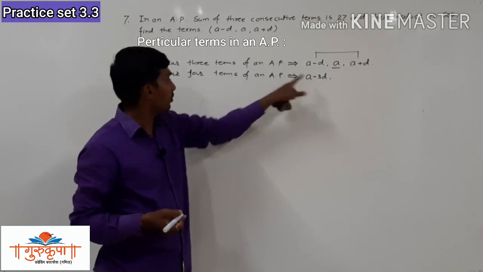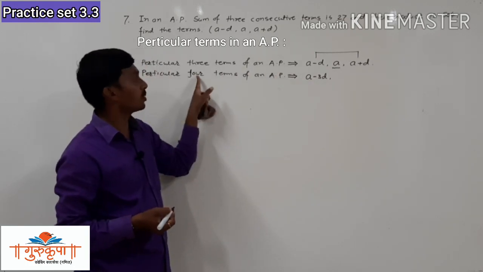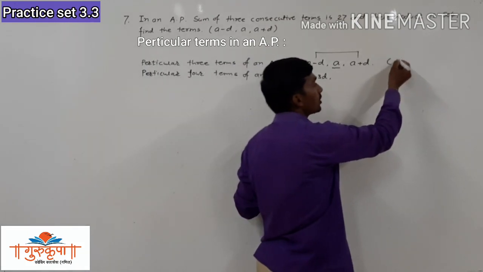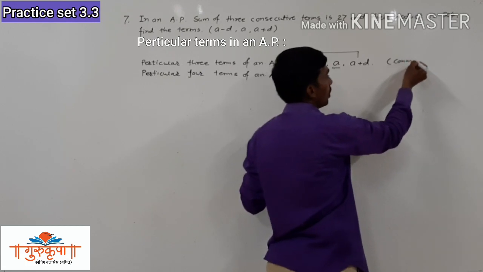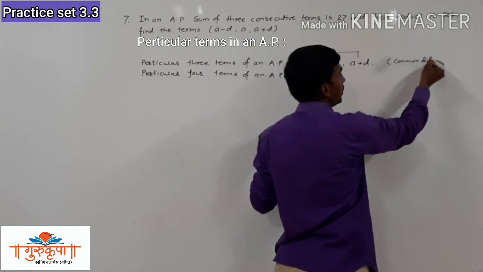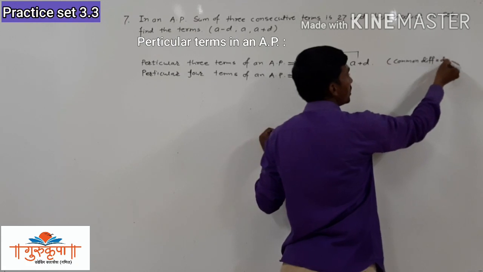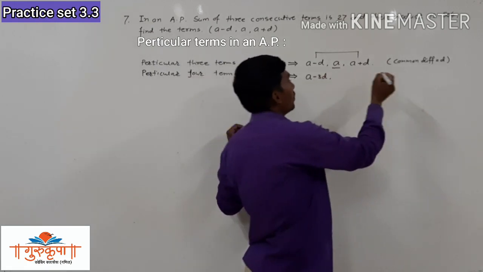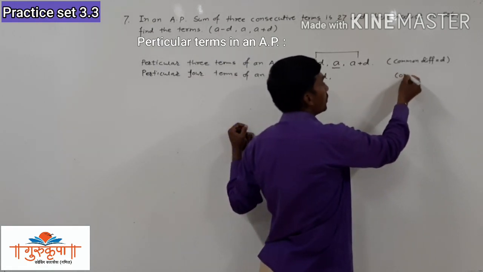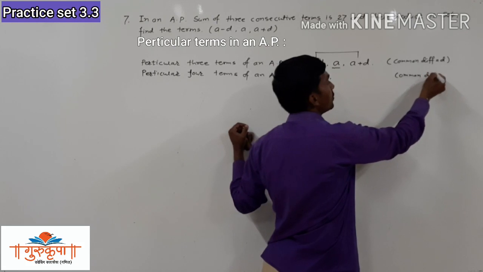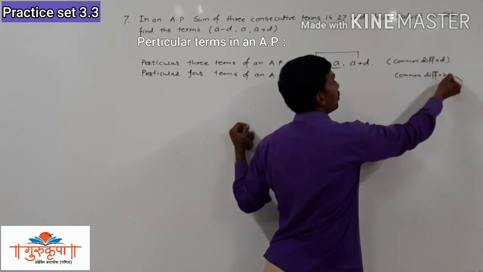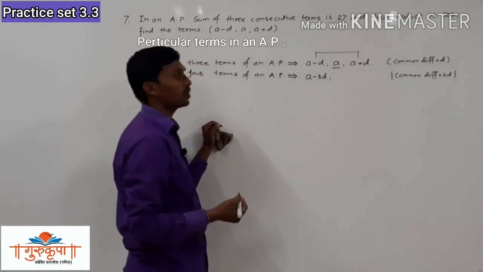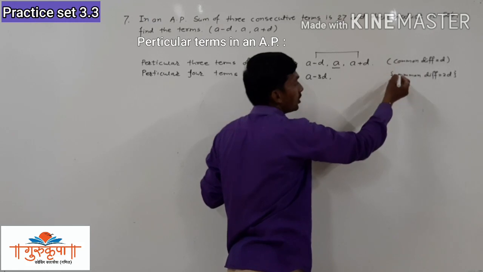Here, when we are given an even number of terms, 4 terms, at that time we have to take the common difference. Here the common difference is d. When 3 terms are there, the common difference is d, and when we are given 4 terms, the common difference is 2d. That is very important. If the example is about the 4 terms, the common difference is 2d.